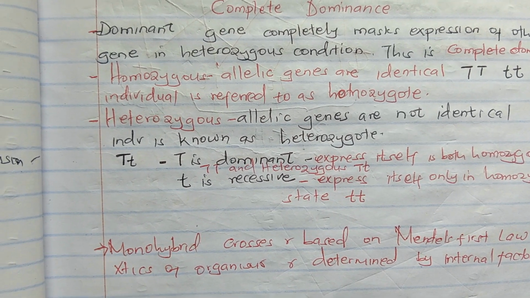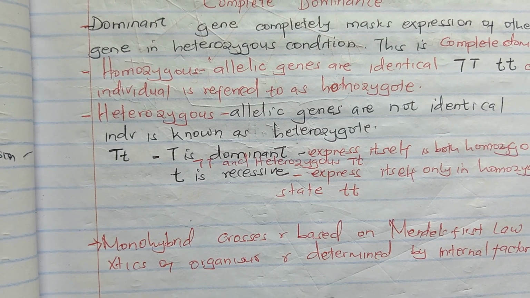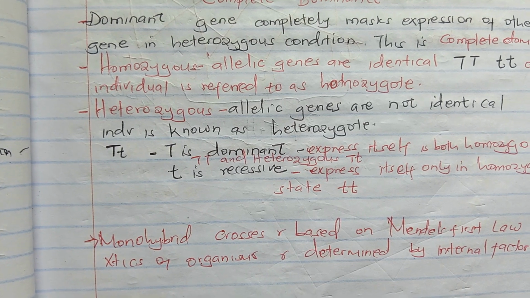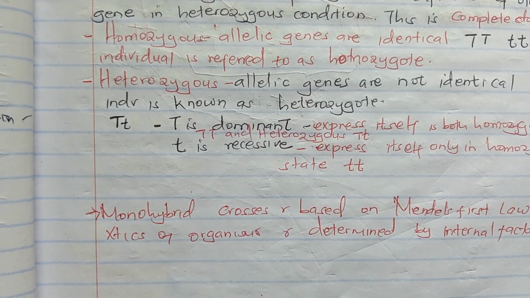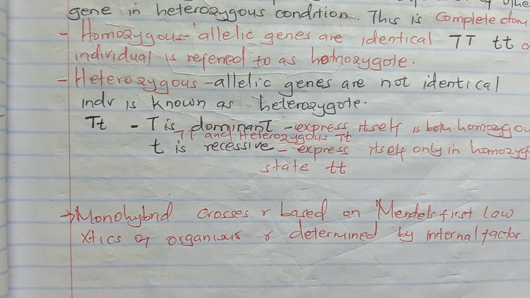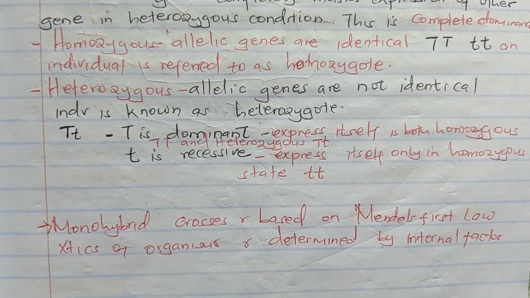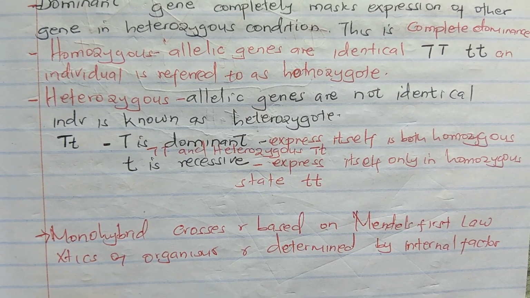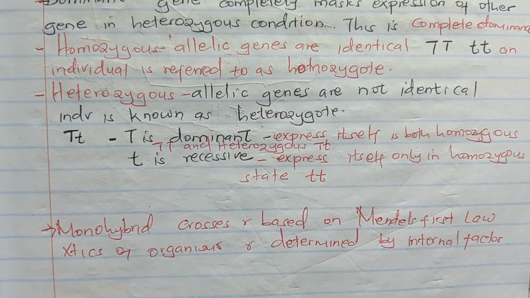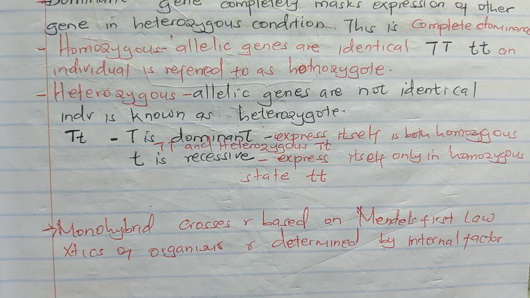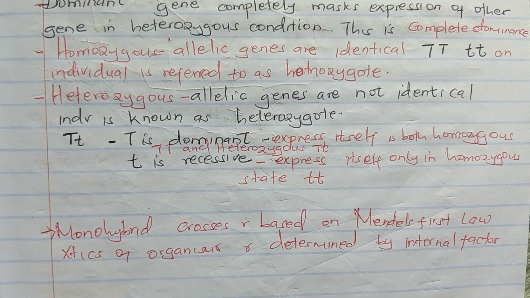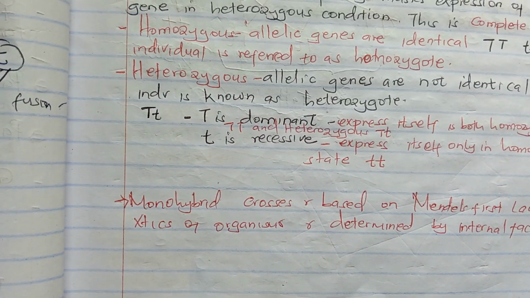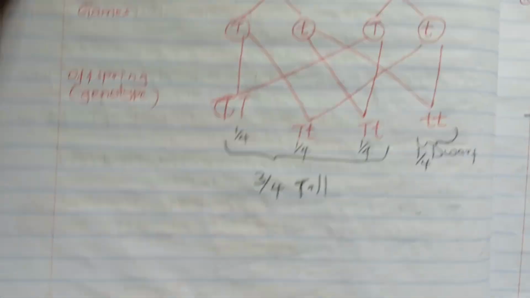Heterozygous is where the alleles are not identical, and such an individual is known as a heterozygote. It could be a mixture of tallness and dwarfness. Here, in tallness and dwarfness, capital T is dominant. It expresses itself in both homozygous and heterozygous conditions. Small t is recessive. It expresses itself only in the homozygous state. These monohybrid crosses are based on Mendel's first law: characteristics of organisms are determined by internal factors. These internal factors are the genes.